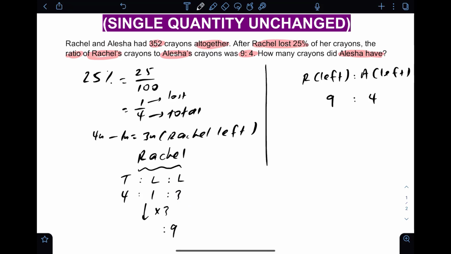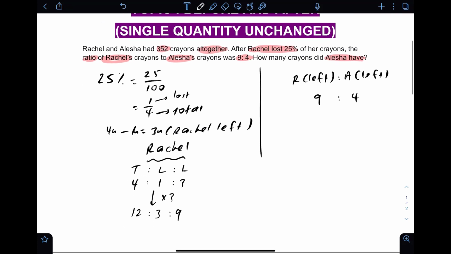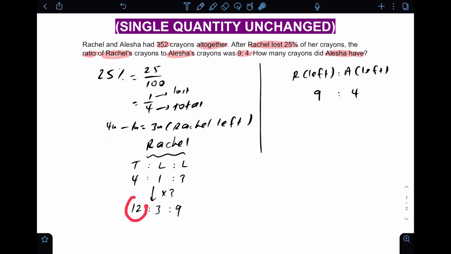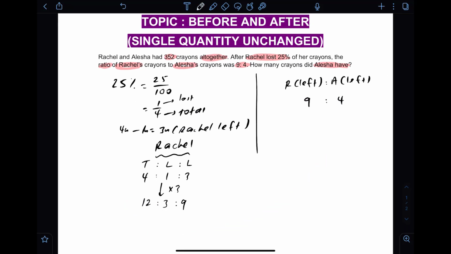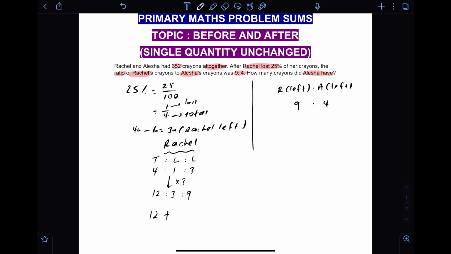So you're going to get 9:3:12. This tells us that Rachel actually had a total of 12 units. Alicia had a total of 4 units. Remember, Alicia's did not change at all because she didn't lose anything. So 12 plus 4 is whatever they had at first. Okay? So 12 plus 4, that will be 16.